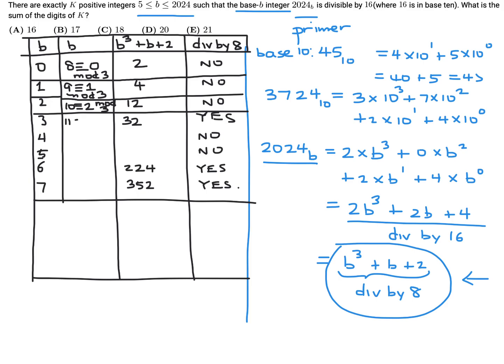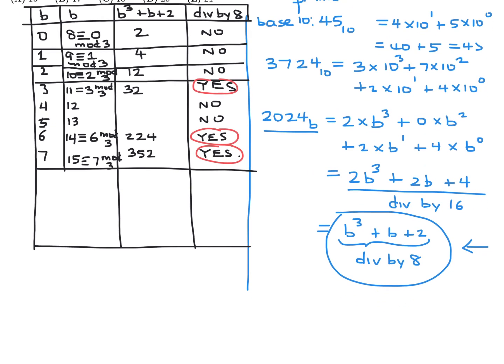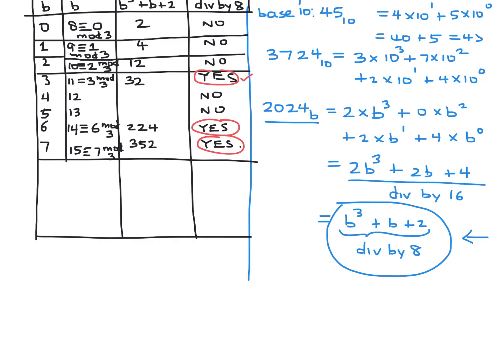11 would be the same as 3 mod 8. 12, 13, 14, and 15. 14 would be the same as 6 mod 8, and 15 is the same as 7 mod 8. So therefore, the result, which is the all-important result, the divisibilities would be the same. So that means for every cycle of 8, you're going to get 3 that will satisfy our condition.